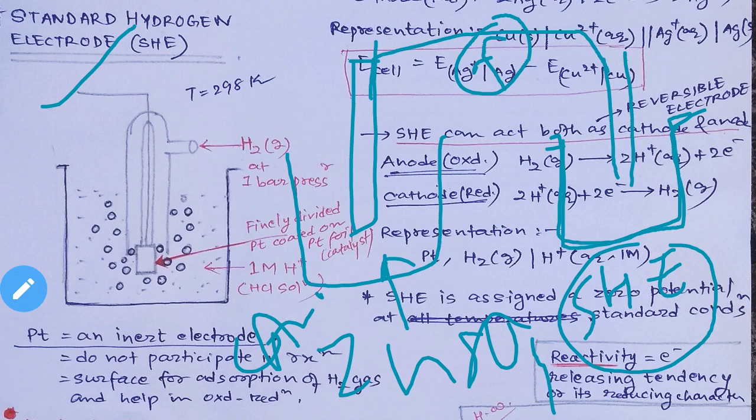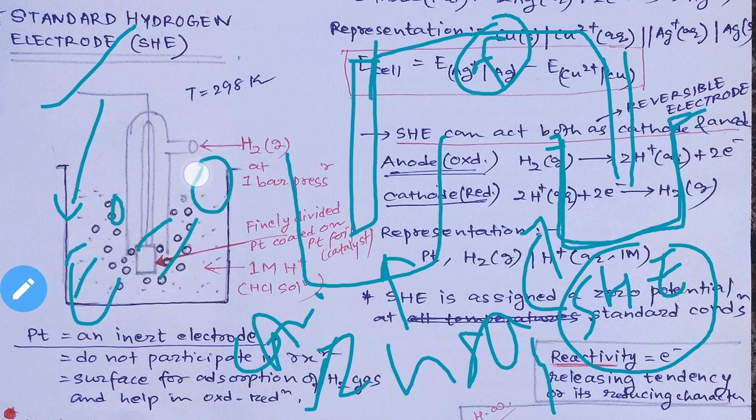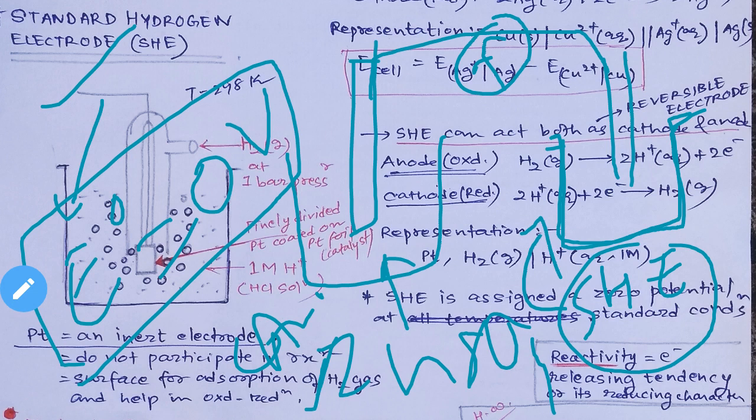So this standard hydrogen electrode, which we are taking as a cathode to find out the electrode potential of this zinc, the electrode potential of this reference standard hydrogen electrode is arbitrarily, at standard conditions, kept at 0 volt. This is a very important point, you can just note it down.